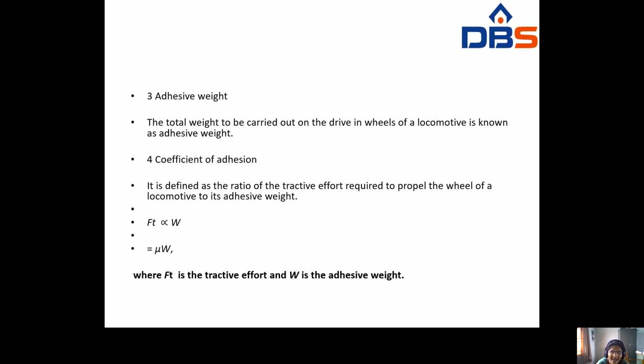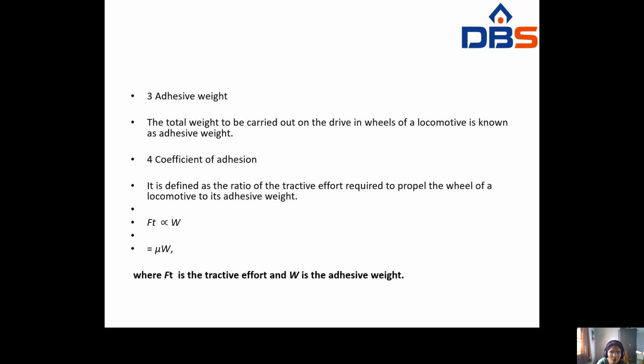The next definition is adhesive weight. What is the adhesive weight? The total weight carried on the driving wheels of a locomotive is known as adhesive weight. Whenever the train is in running position, the total weight carried on the driving wheels of a locomotive is nothing but the adhesive weight.